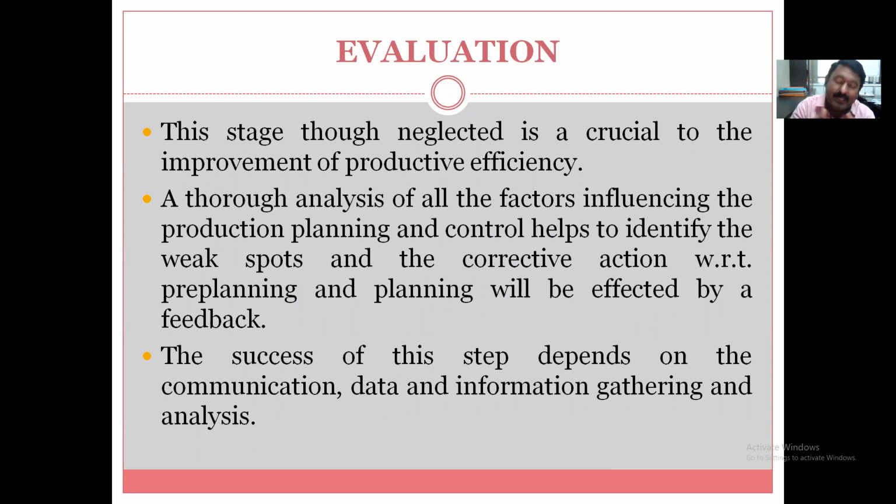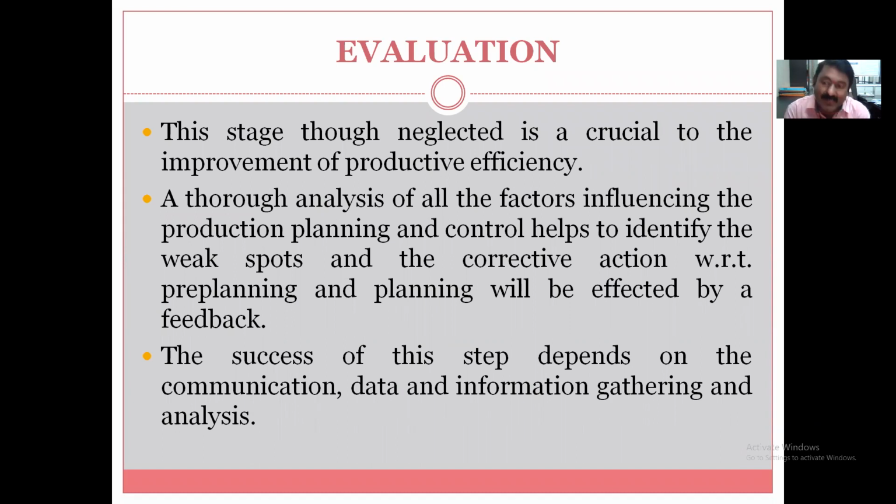So the same example we will continue. We are discussing only one example: 50 is the production required, we are getting 40, so we increase 2 hours. Again, we have checked that quality is up to the mark. So this is the closed loop cycle. And the success of this step depends upon the communication, data, and information gathered. So the success of this step depends upon this very important communication.